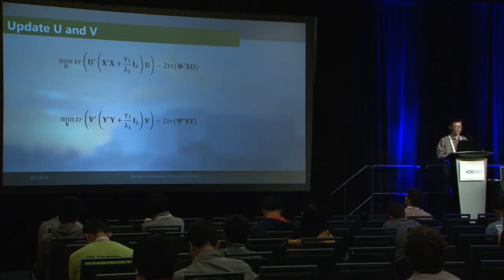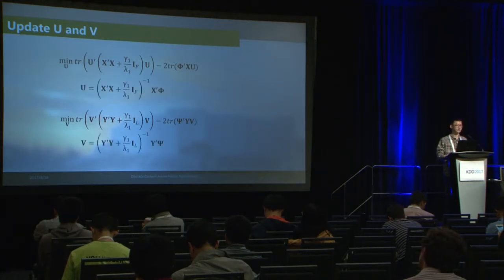Again, we ignore other parameters and terms irrelevant to U and V. The objective for U and V is like this, and then this is the final update rule for U and V, respectively.